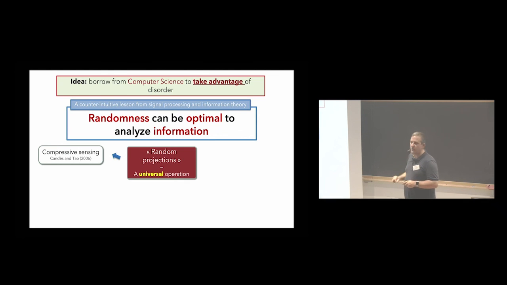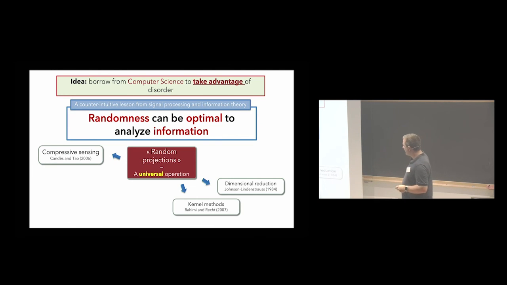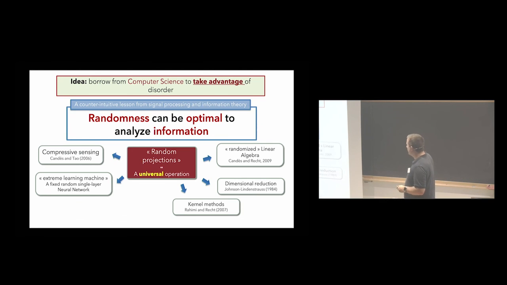It's really at the basis of compressed sensing, for the experts. You can do dimensionality reduction like PCA, but very simply. You can do kernel methods, so-called extreme learning machines, randomized linear algebra, and you can even train a neural network with this random matrix. It's called direct feedback alignment. So there are many ways you can use random matrices in machine learning.